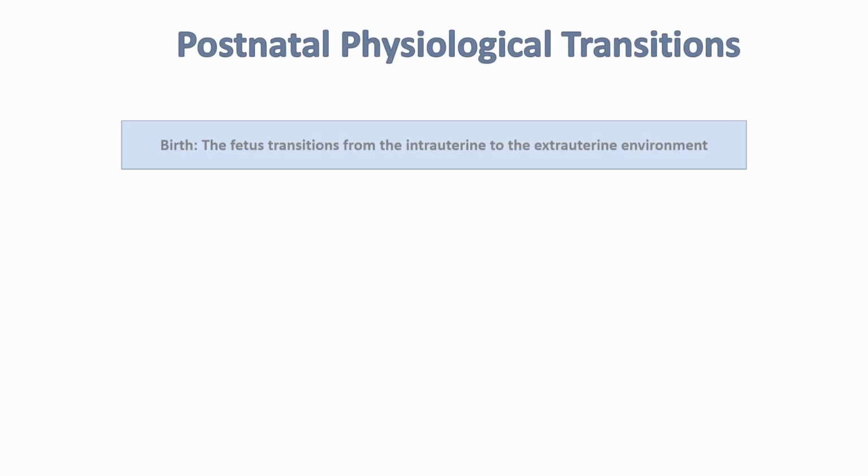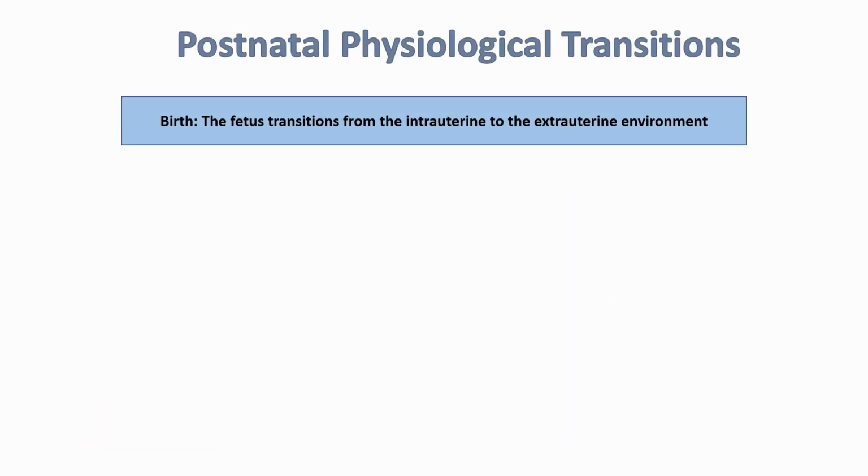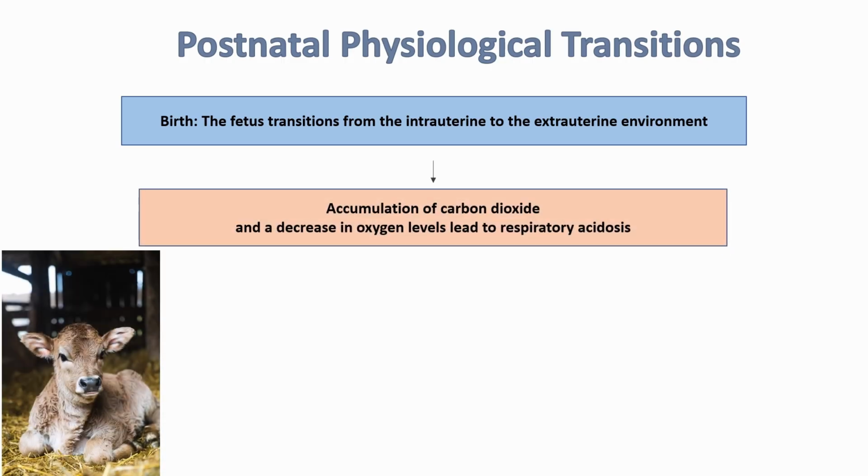What happens at birth? The fetus moves from the intrauterine to the extrauterine environment. Once the placental connection is lost, for a short time, the newborn lacks oxygen. We call this transient hypoxia. In addition, the level of carbon dioxide in the blood increases and respiratory acidosis develops.